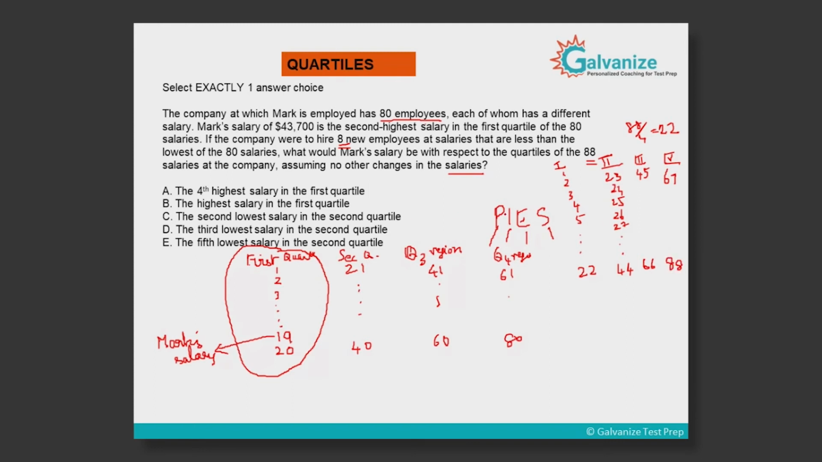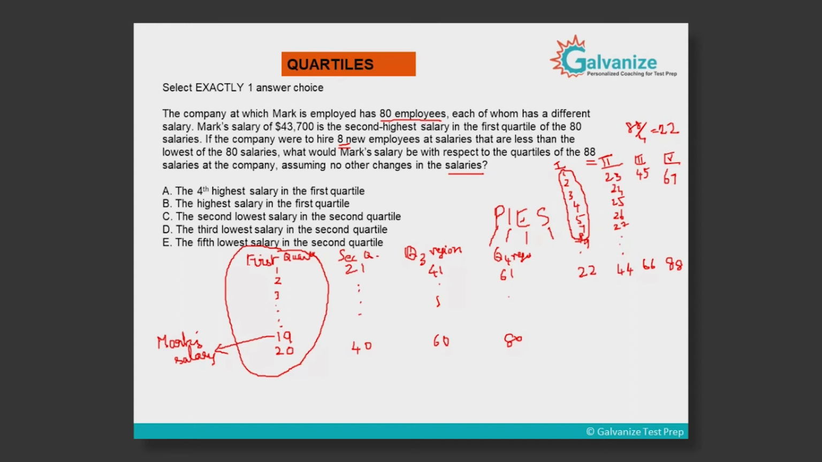I have accommodated the 8 new employees here. 7, 8, 9. Now the 8 new employees are here. Their salaries are lesser than the original employees here. So they belong to the first quartile. Right? So the 8 new salaries are here. Now if you look at the first salary, that is the lowest original salary, in the new quartile list, it has come to the 9th position.